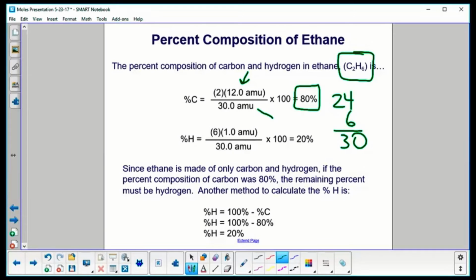Hydrogen we do the same way. There's 6 hydrogens, each one atomic mass unit. Again, the total weight of the compound is 30, multiply it by 100, and we get 20%.